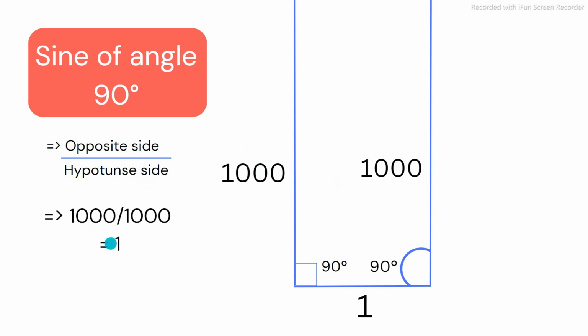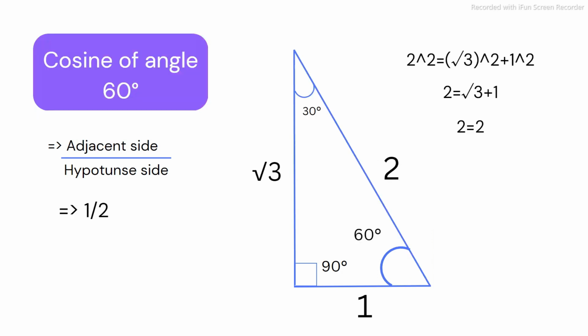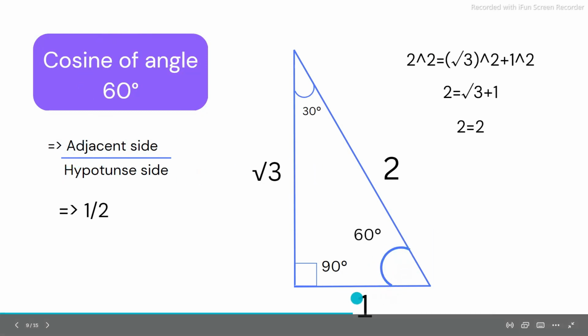Therefore we're going to get the value as 1, and this is sine of angle 90 degrees. And we have the cosine. For the cosine, the ratio will be adjacent side divided by hypotenuse. If this is the angle, then this is the adjacent side, and this is the hypotenuse.